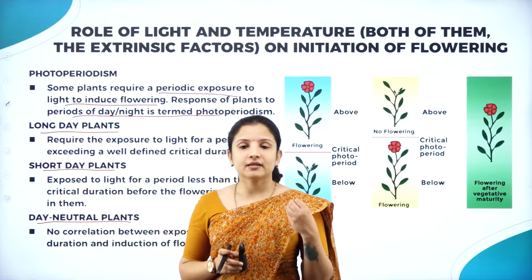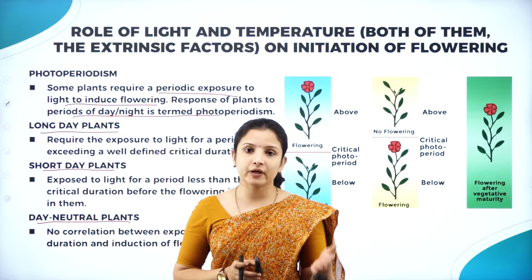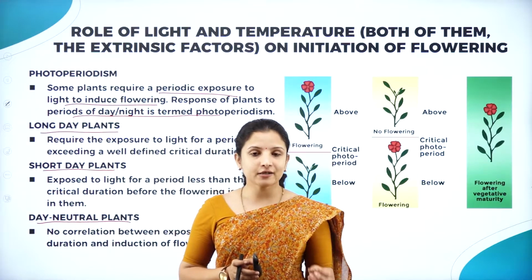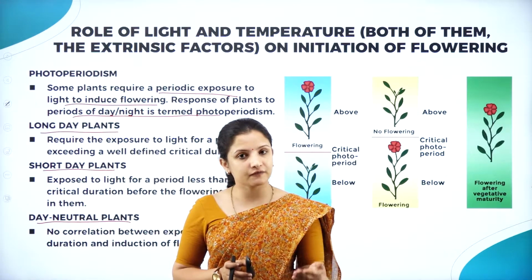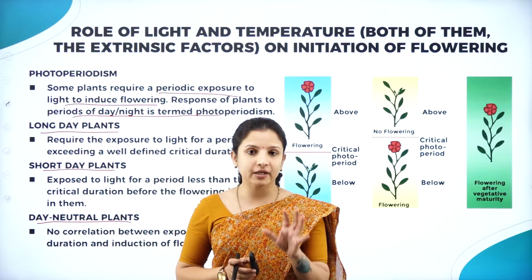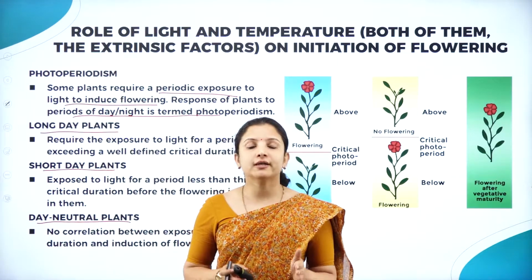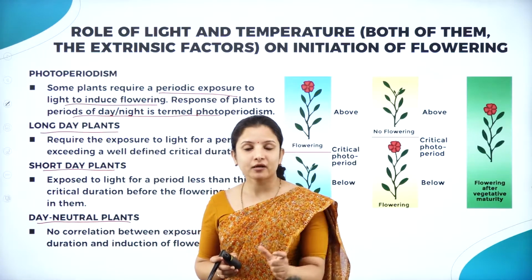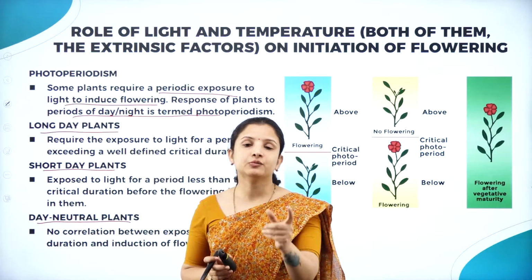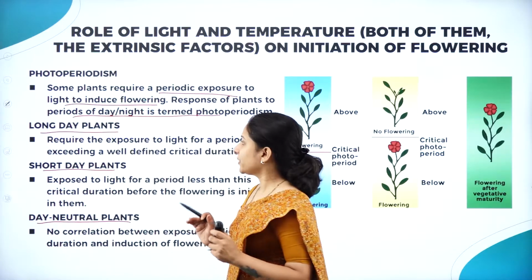We know that the day and night cycle is usually 12 hours of daylight and 12 hours of night, right? In that 12 hours of daylight and 12 hours of night, how many hours the plant should be exposed to light in order to flower is called photoperiodism. It is the period of time for which the plant has to be exposed to light in order for it to flower. So it is called photoperiodism.